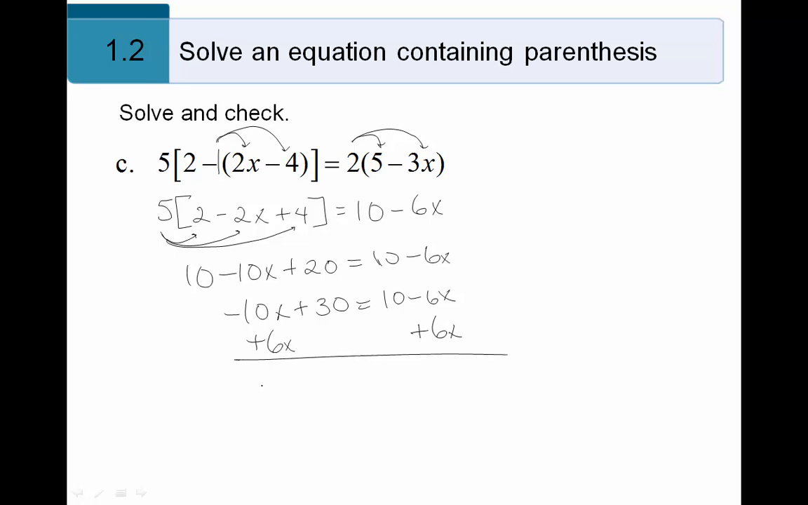Negative 10x and positive 6x is negative 4x, so we get negative 4x plus 30 equals, on the right-hand side we'll recopy the 10 and the 6x's cancel. Since we moved variables to the left, I need to move all the numbers to the right. And to accomplish that, we need to get rid of that positive 30. So we'll put a negative 30 on both sides.